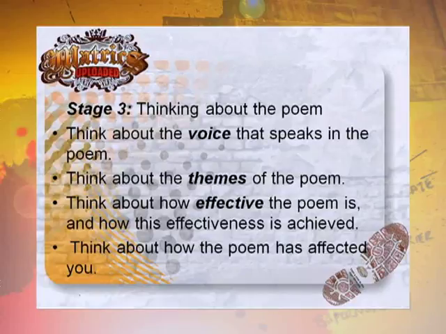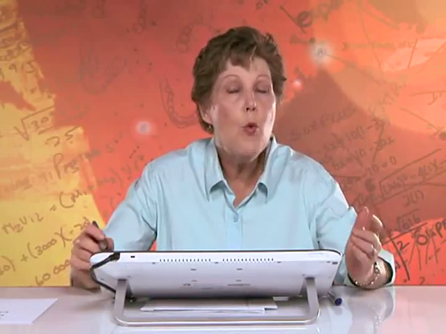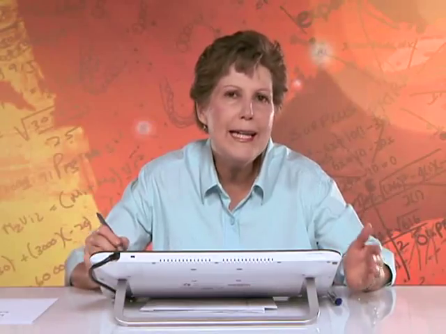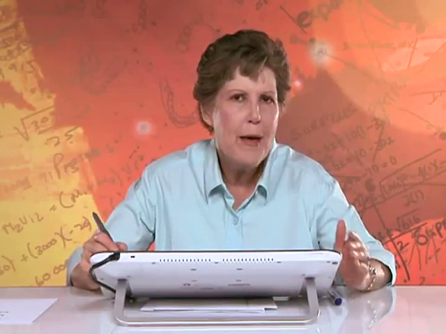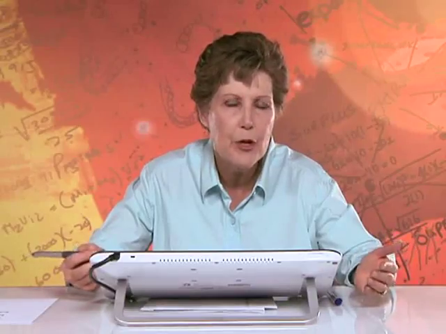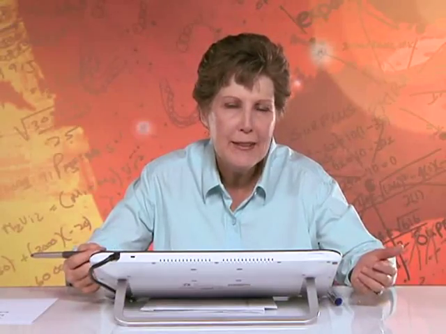Think about the voice that speaks in the poem, the themes of the poem. Think about how effective the poem is and how this effectiveness is achieved. And think about how the poem has affected you. What is Shakespeare saying in this poem? That true love survives. No matter what happens, if one person really loves another, that love is unchanging, no matter the passing of time or the other changes that can take place in a person's life. True love is eternal.